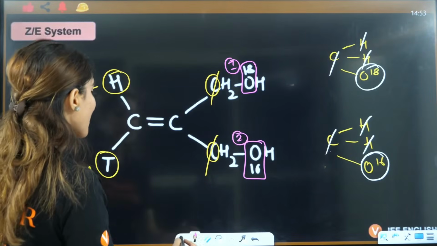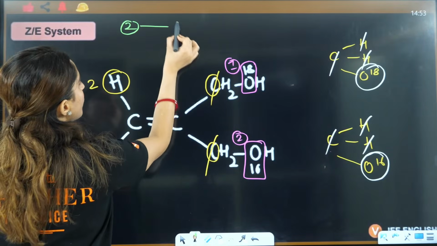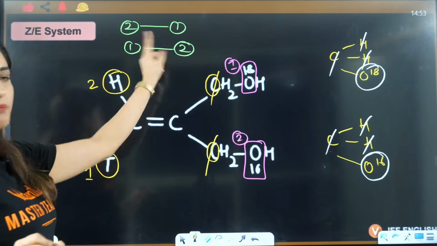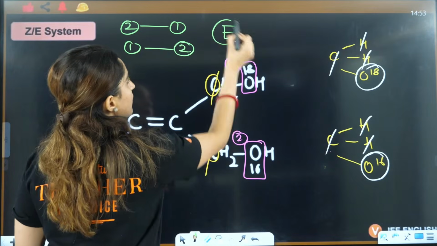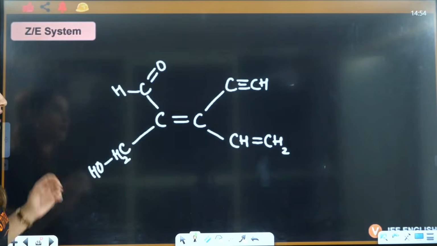Now you have opposite here. 2, 1, and here you have 1, 2. So can you see opposite, 2, 1, 1, 2? That means it's an E here. Right everyone? So it's an E here. So we'll write E is the correct answer.